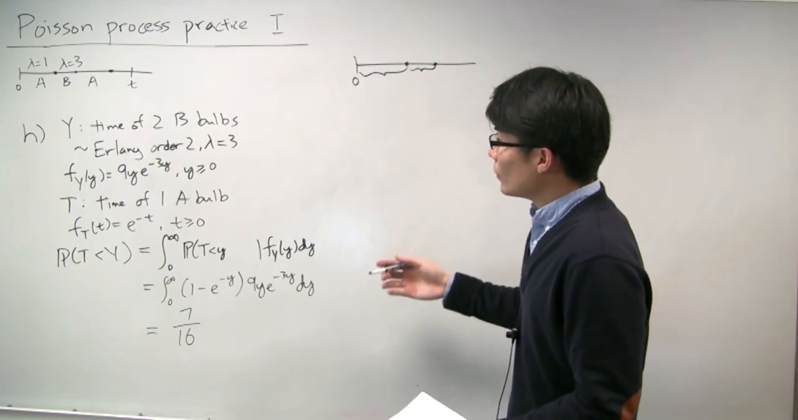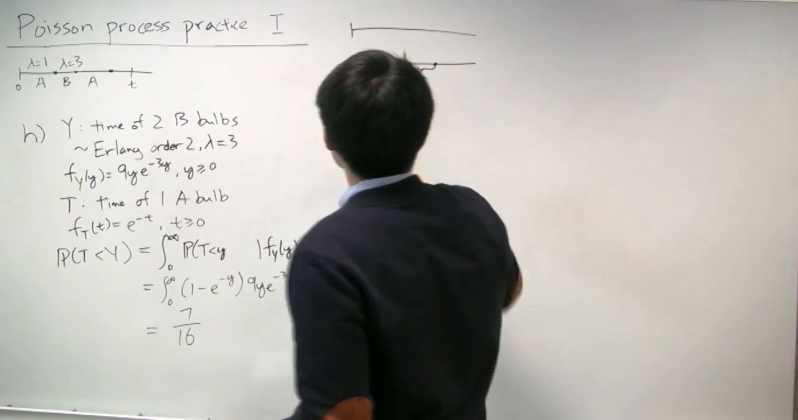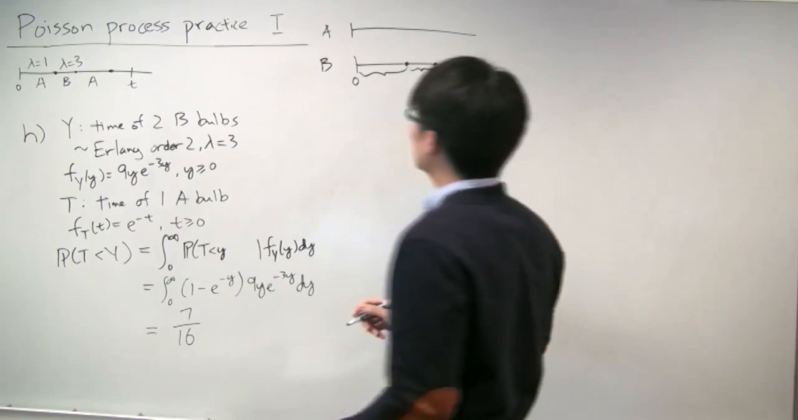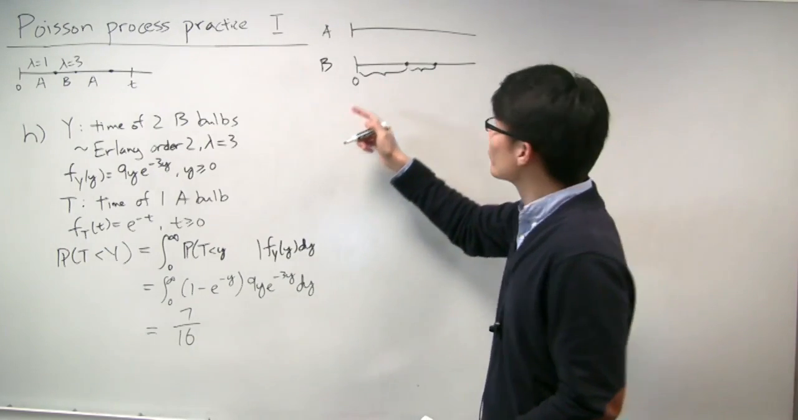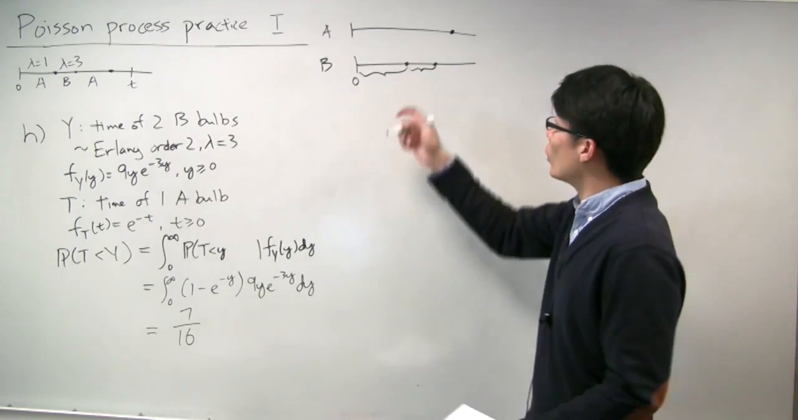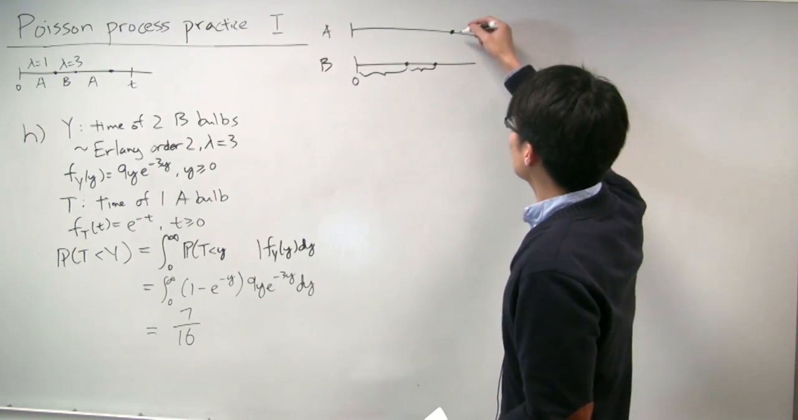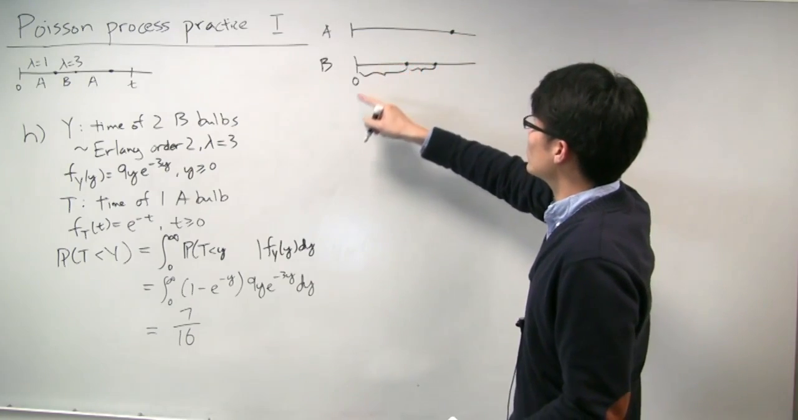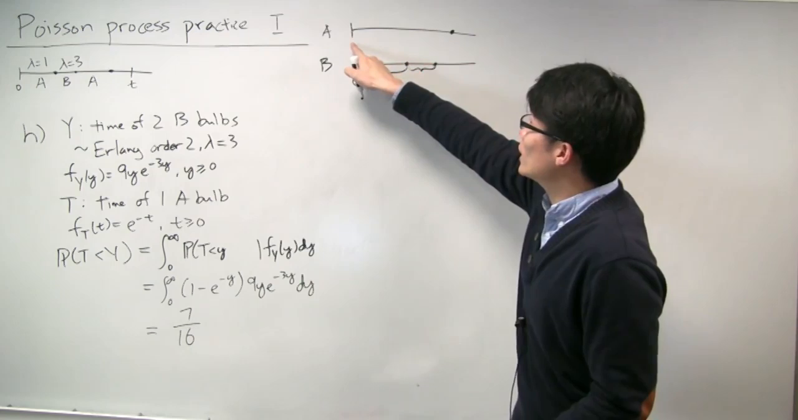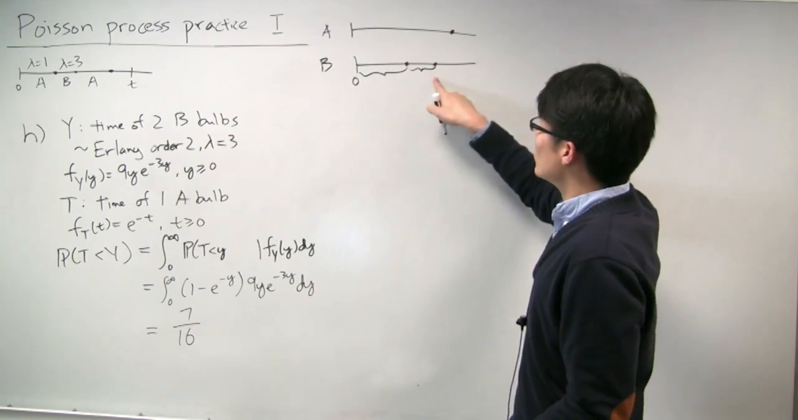Let's imagine that we're having a race. Starting at time 0, we have a race between type A bulbs and 2 type B bulbs. They start off at the same time, and we want to see which arrival comes later. So we want a scenario like this. For example, if we consider a scenario like this, this means that a single type A bulb lasted this long, which was longer than two type B bulbs combined.